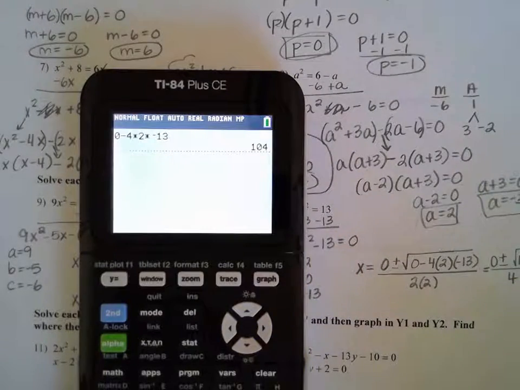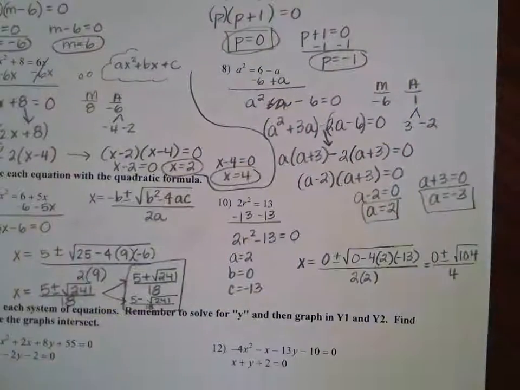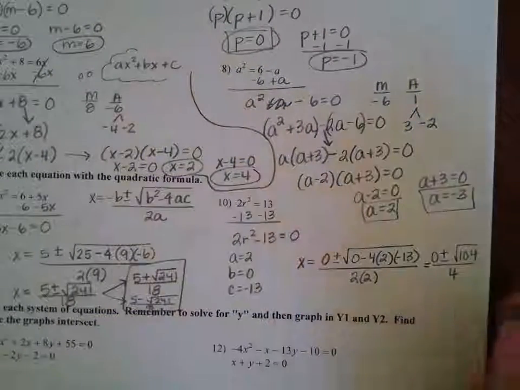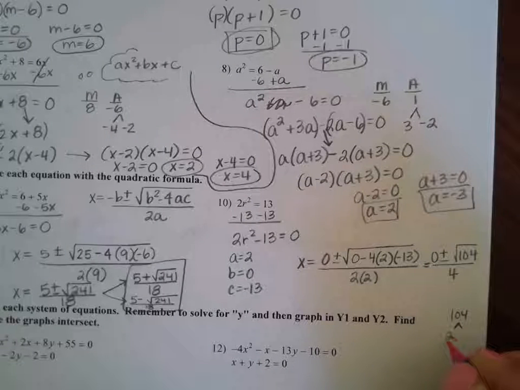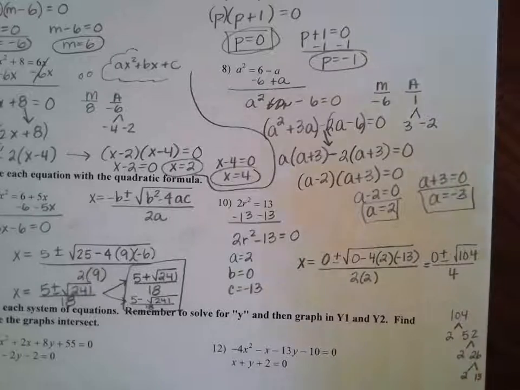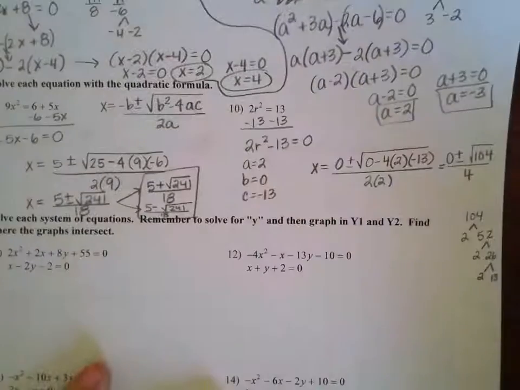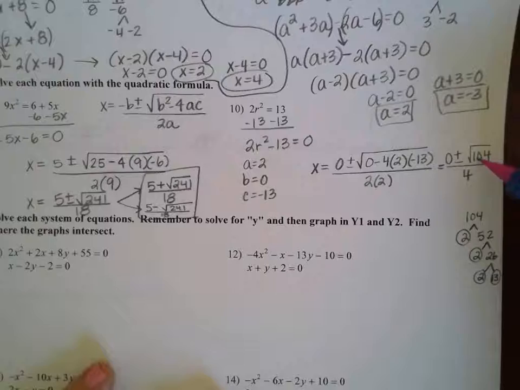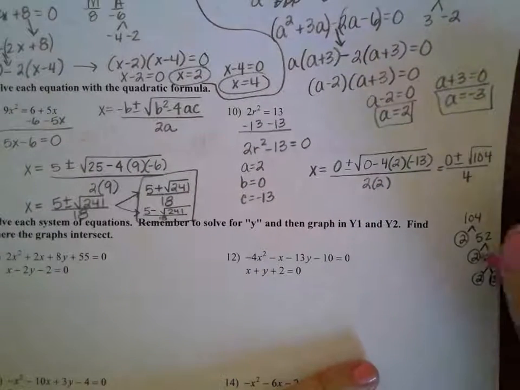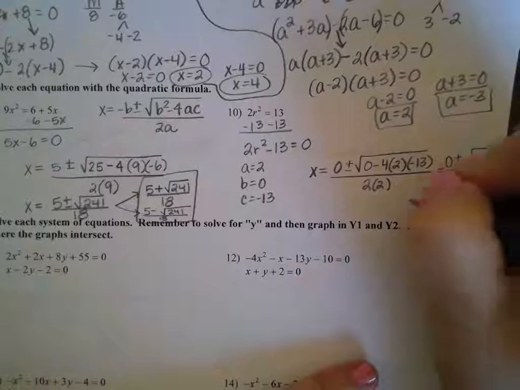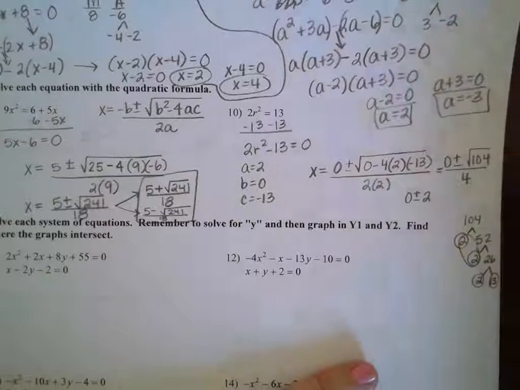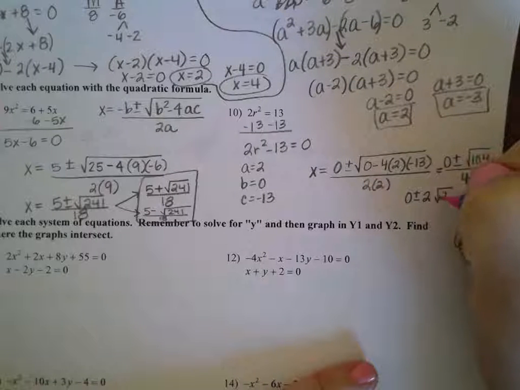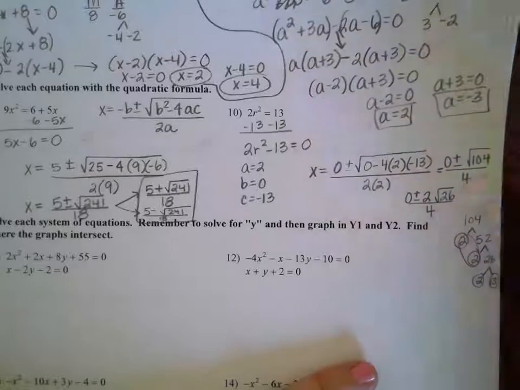So I know 104 is not a perfect square, but we can definitely break 104 down. So let's see. 104 is going to be 2 and 52, 2 and 26, and 2 and 13. 13 is going to be prime, so that's going to end that out right there. I need to take out groups of 2 because I'm doing a square root. So here's 2 2's. I take 1 2 out. So 0 plus or minus 2, and what's left underneath is 2 times 13, so the square root of 26, all over 4.